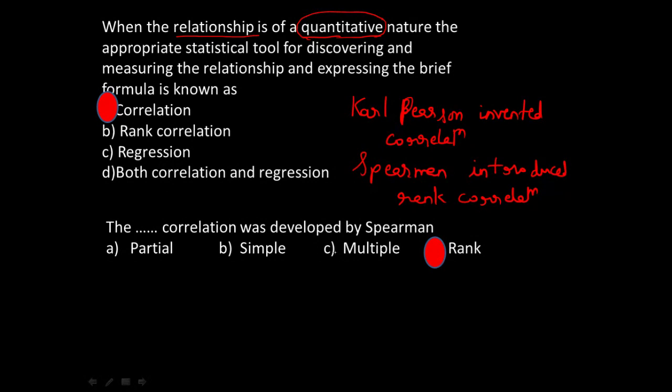Now, what do we mean by partial? When more than two variables are involved, but we study the relationship between only two variables at a time, treating the other variables as constant. Say, for example, in your class there are 65 students, but I am just considering the data of only two students and neglecting the others. That is an example of partial correlation. So these things should be known to you.